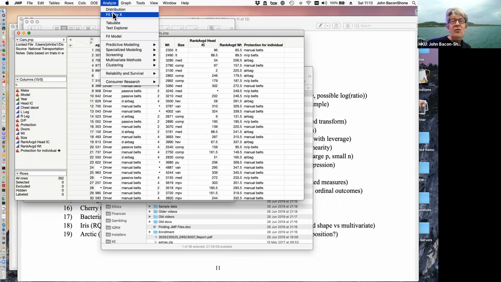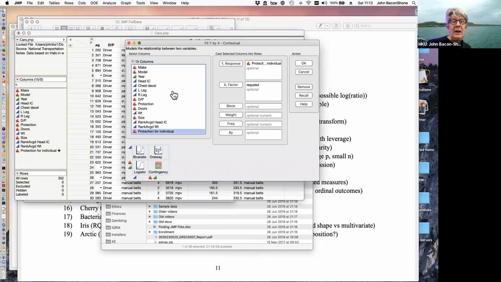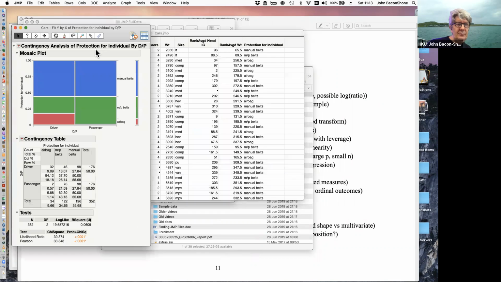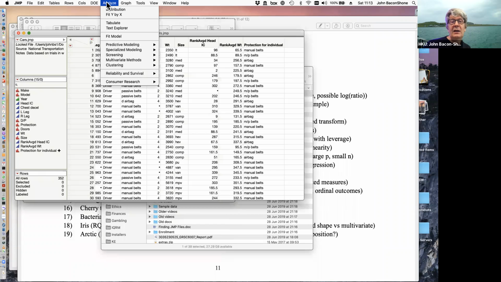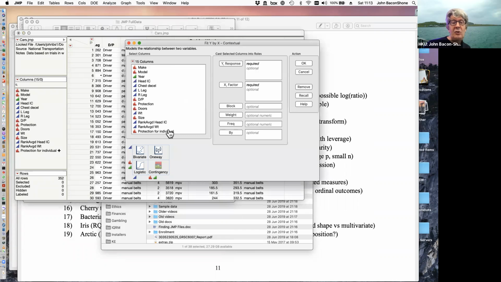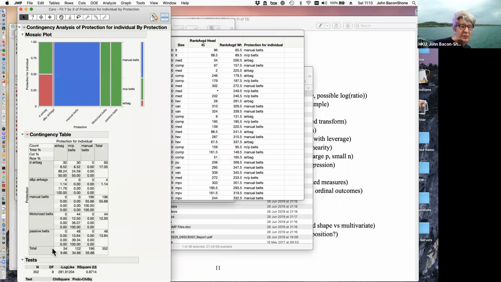Protection for individual. So I can check that quickly by looking at protection for individual against driver passenger. So we've got no missing data, so at least that part's correct. That's not really sufficient, is it? I can at least check protection for individual against protection. So this should match except for the driver airbags, right? So you'll see that the driver airbags, 30 of them are airbag and 30 of them are now MP belts. All the others we have matched. Driver and passenger airbag is airbag, manual belts is manual belts, motorized belts is MP belts, passive is MP belts. Okay, so it looks like I've done my coding correctly.